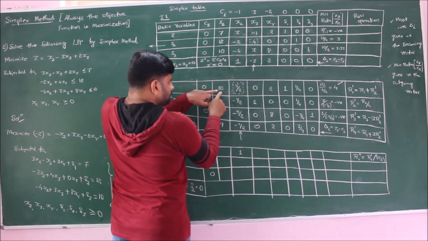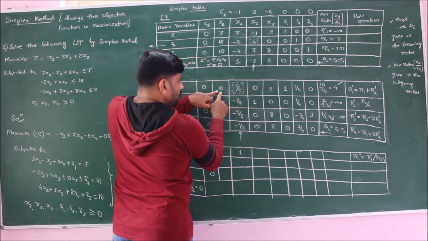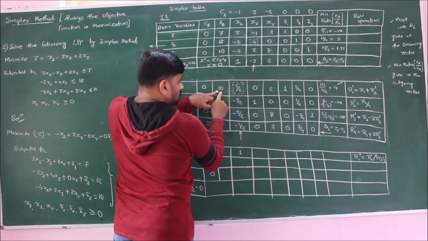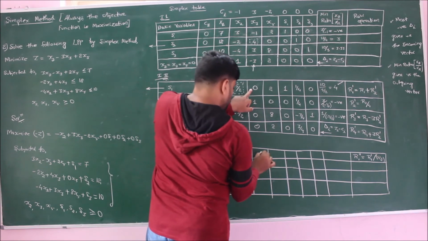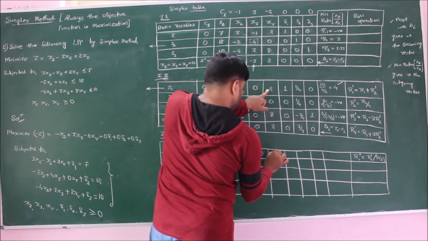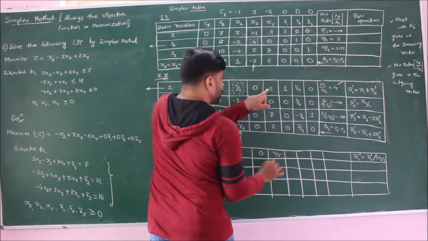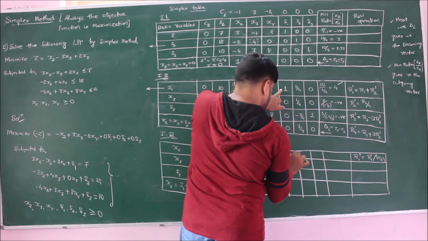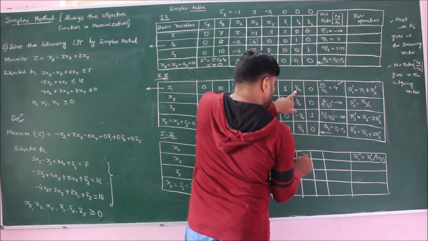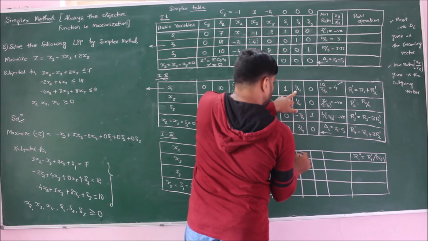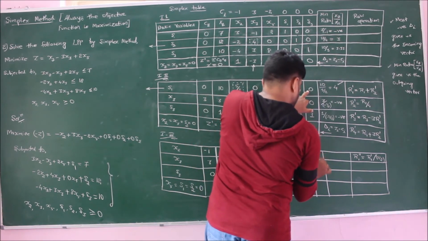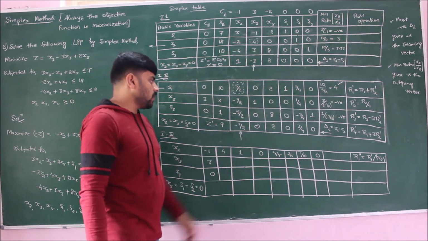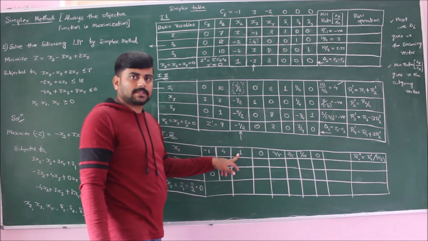So therefore 10 divided by 5 by 2 will become 4. Next we have 0 by 5 by 2 is 0, 2 by 5 by 2 is 4 by 5, 1 by 5 by 2 is 2 by 5, 1 by 4 divided by 5 by 2 will be 2 by 20 which is 1 by 10, 0 by anything is 0. So this completes the key row with key element as unity for us.